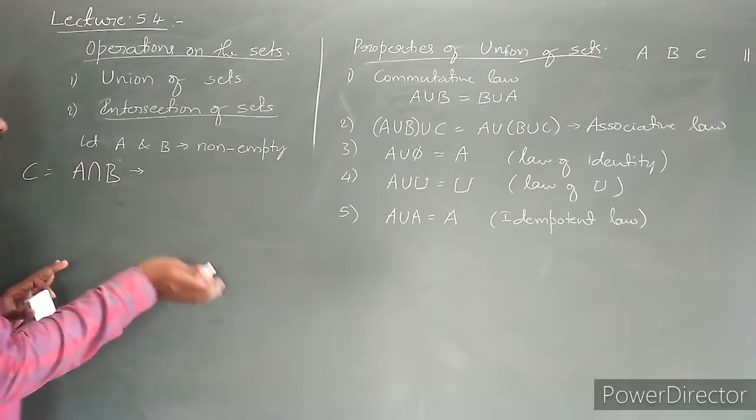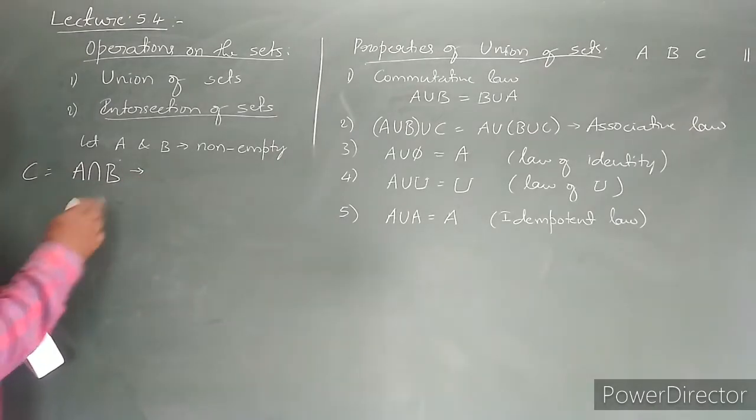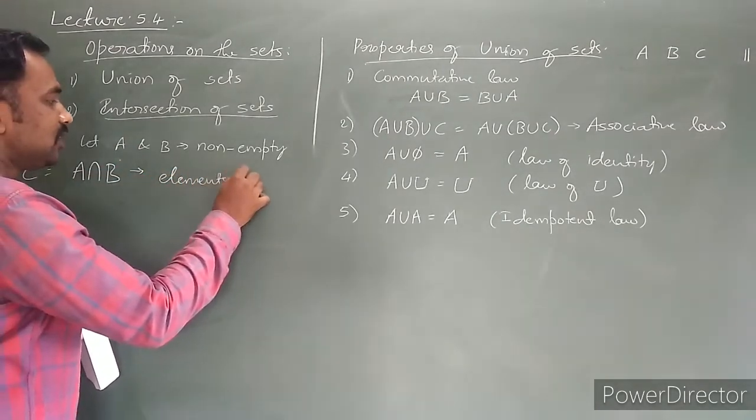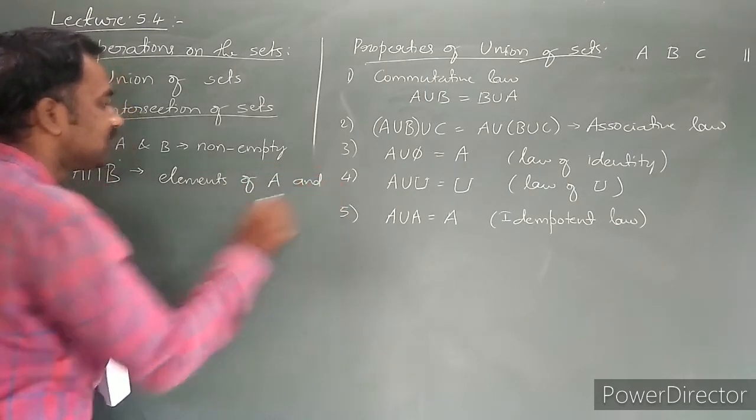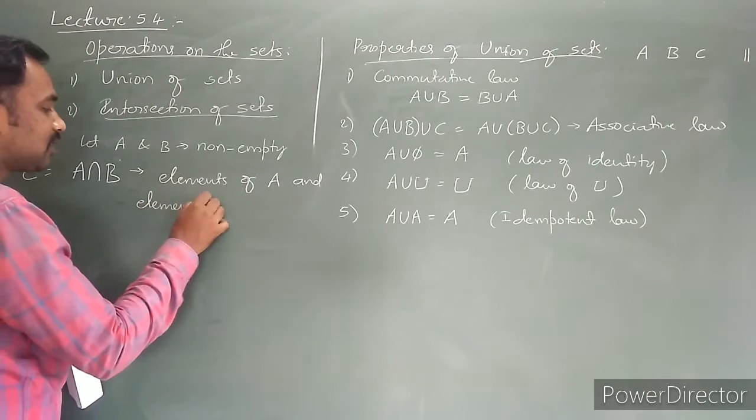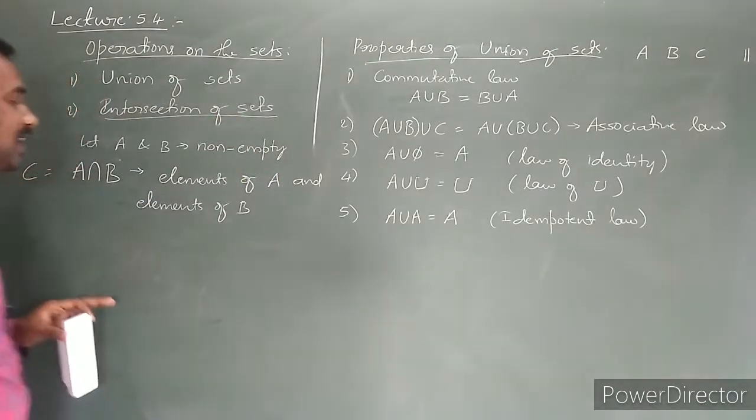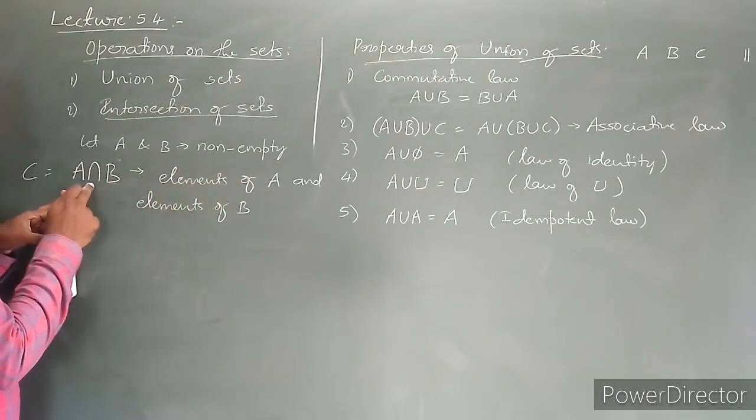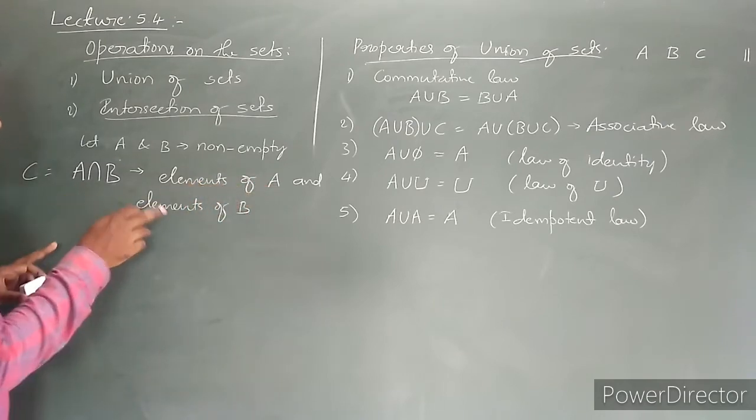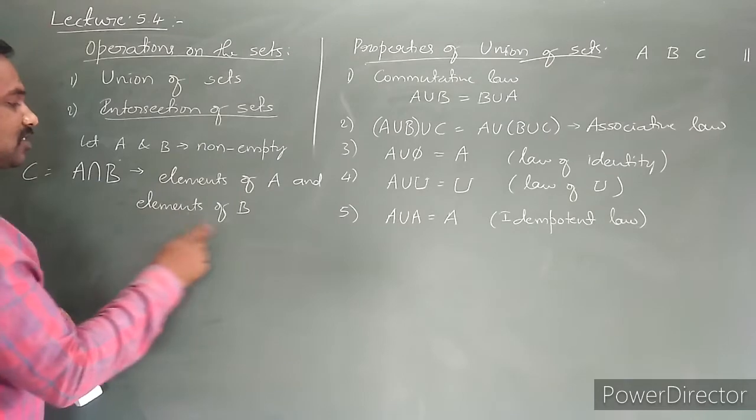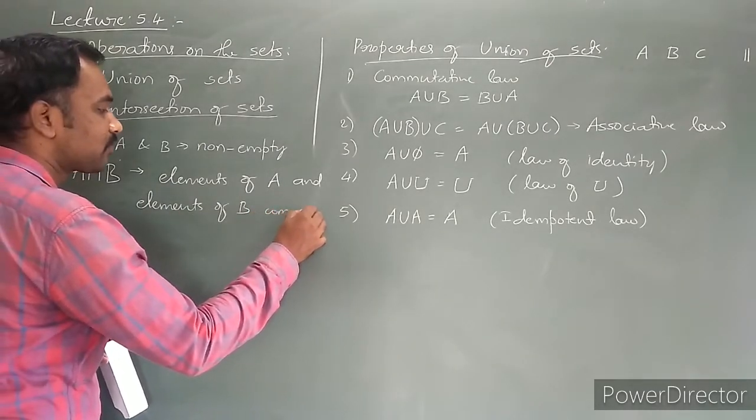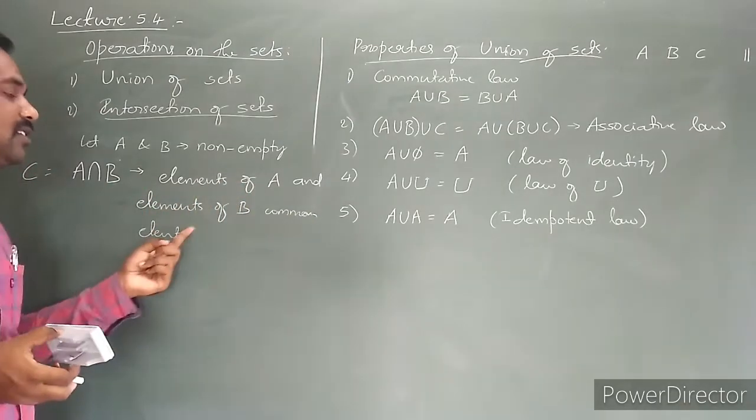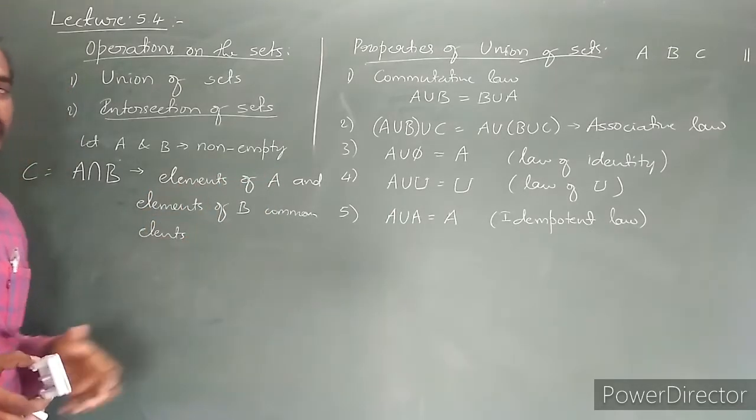A intersection B takes the elements of the set A and the elements of the set B. Whatever elements of A and B there are, here there is a common element. We have to write common elements only. Or else we can say common elements of the set A and the set B.